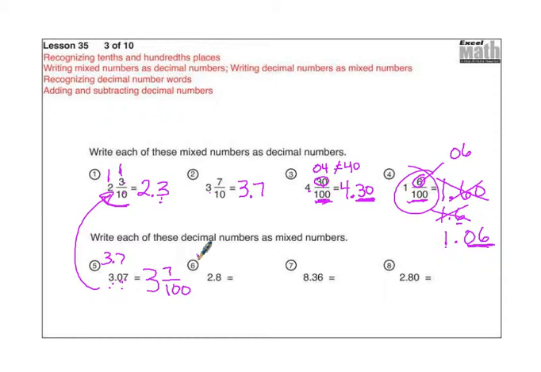Pause the video, do numbers 6, 7, and 8. Turn it back on when you're ready for the solution. Okay, you should have written 2 8/10. This is in the tenths place. I put a 10 there.